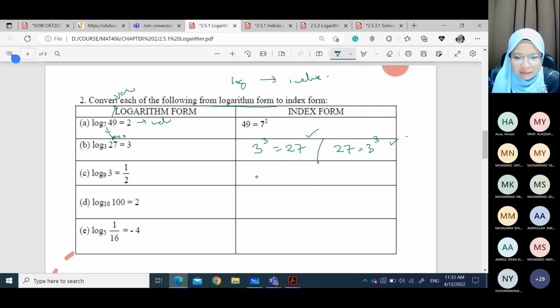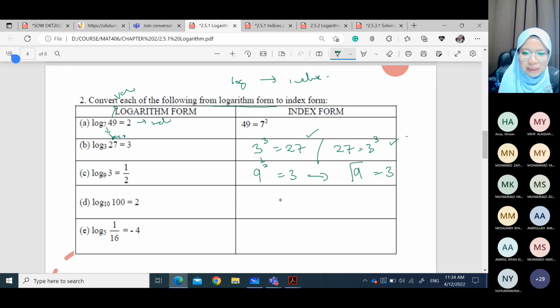So base kat sini 9. 9. And then index dia 1/2. Sama juga dengan 3. Okay, kalau you nak buat dalam bentuk root. Kita tahu dah yang bawah ni adalah root. So dia adalah 9 root 2 equal to 3. Okay. So D, base 10, index dia 2 equal to 100. Untuk E, base dia 5, index dia negative 4 and the value here is 1/16.